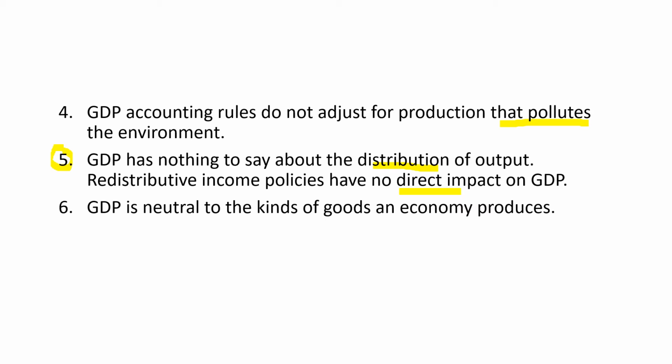Okay, and the last point is that GDP is neutral to the kind of goods an economy produces. So what people get from GDP is just a number of value added in a given time, right? So it only reflects the numerical changes in the output of an economy, or the quantitative growth of the economy. The quality of the output and the economy cannot be answered by this indicator.